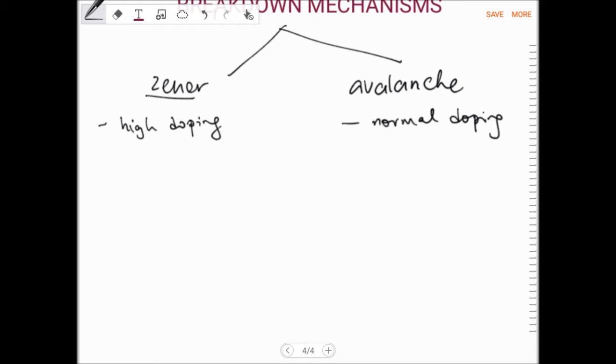Now let's look at the Zener breakdown. One characteristic of the Zener breakdown is that you can create a Zener diode where you can design exactly the breakdown voltage. But for the Avalanche, it can vary, so it's very difficult to design. It's more accurate to have a specific breakdown voltage with the Zener.